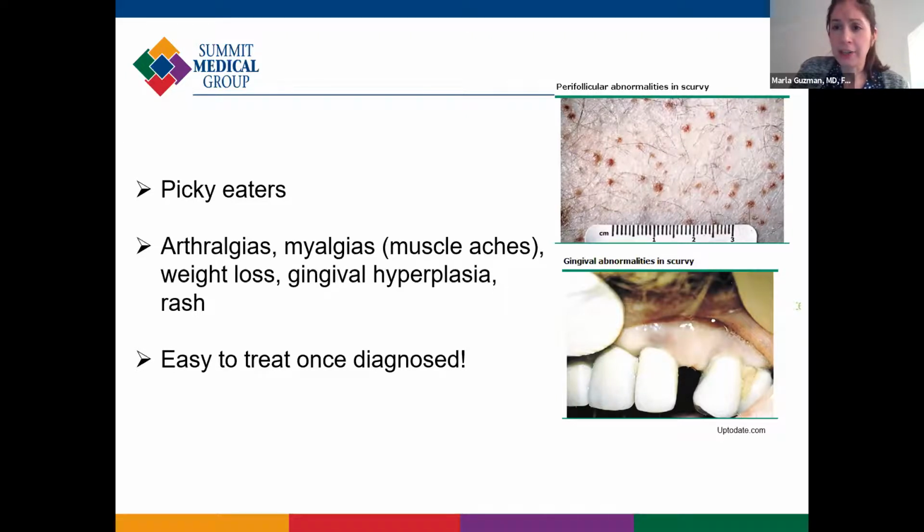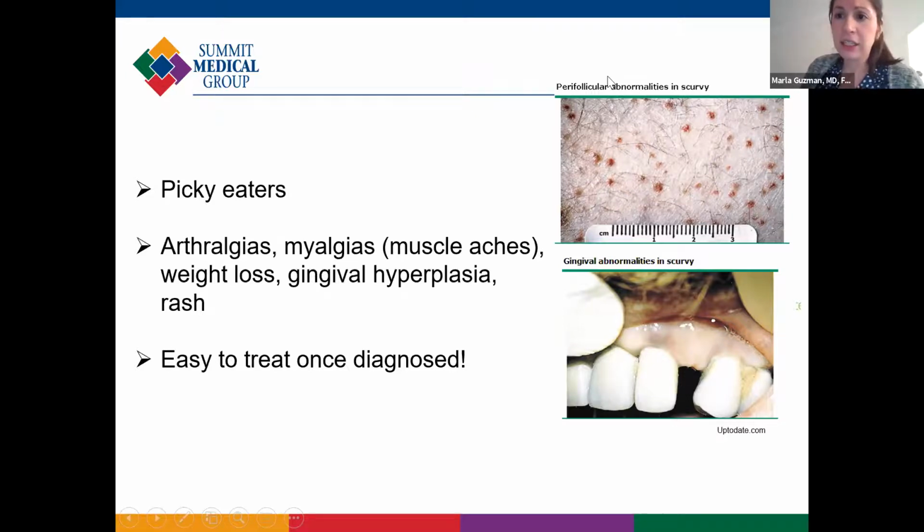I definitely have a higher index of suspicion for that if I'm seeing a child who's on the autism spectrum. They may have a variety of complaints: arthralgias, or joint pains, and muscle aches, which are called myalgias. They may have weight loss, gingival hyperplasia, which is this thick gum that may sometimes be inflamed or bleeding, which you could see here on the screen. And they may have this very particular rash, which you could see here. It's kind of this pinpoint red rash that can be seen at the base of the hair follicles.